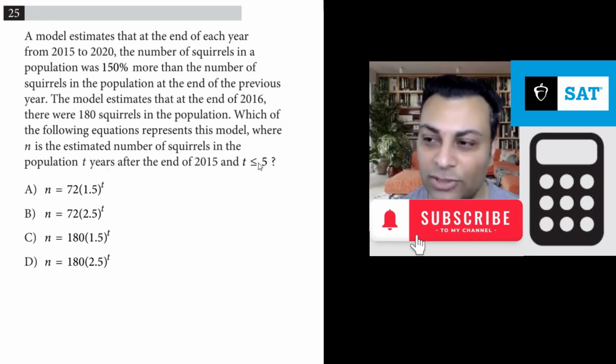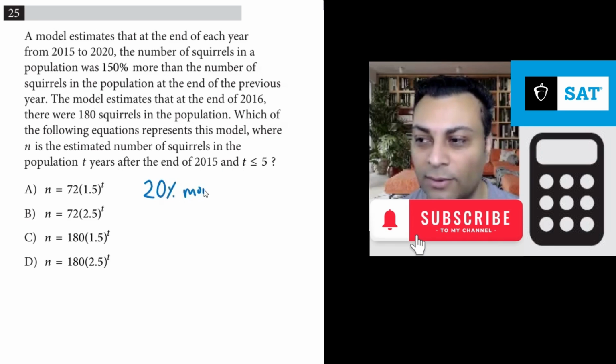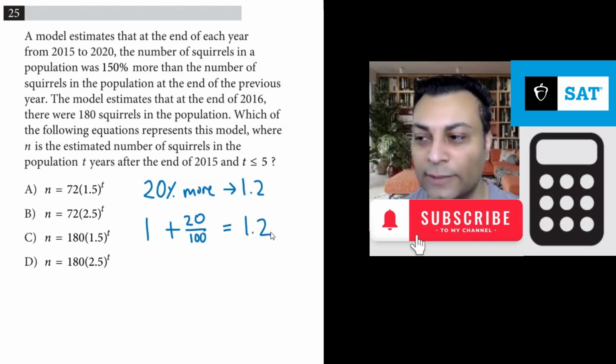That's not too relevant. It's just saying this model doesn't work forever. It works just for this stretch of time. But let's figure out how to work this 150% more. Now, if somebody told you 20% more, you might have seen that that's 1.2, but why? Well, you're doing 1 plus 20%. If you put this in a calculator, you get 1.2.